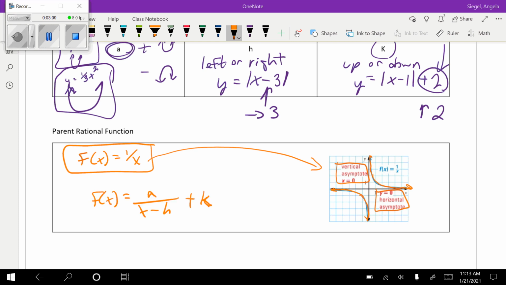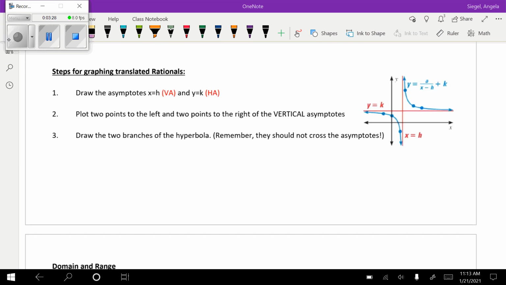So if we took this graph and moved it around, that's where the A, H, and K comes into play. This is like when our graph is going to be moved around or changed as far as how far out it goes. So we're going to talk about that in a second. So this is just writing out the steps that we're going to take when we graph it. So notice the first step. We're not going to just jump right into the graph. The first step is we are going to draw our asymptotes.